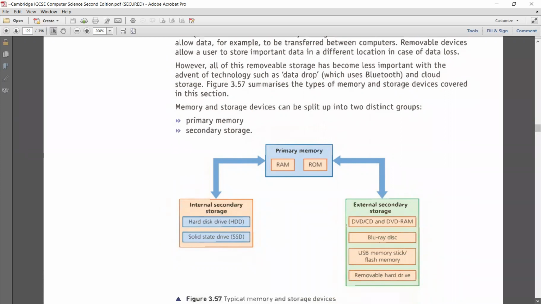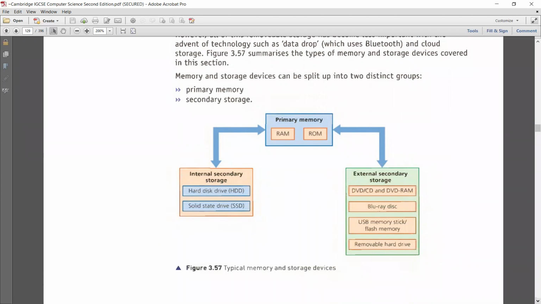Sometimes it is mentioned as external secondary, sometimes as offline as well. So whether they are using the term offline or the term external secondary storage, they both mean the same. But primary is RAM and ROM.